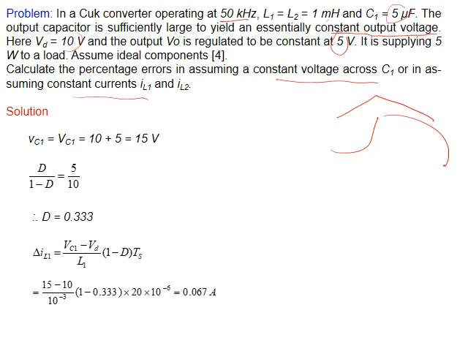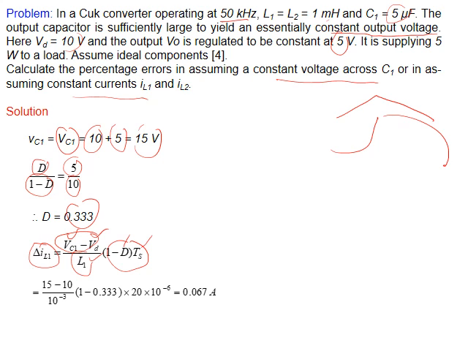Now for the capacitor, we say it's the highest voltage in the circuit, which is input plus output, 15 volt. And I have formula D over 1 minus D equal output over input. I got the duty cycle because I need the duty cycle. Now let's come to delta IL1. Delta IL1 is, as you know, the voltage over L1 times off time. Okay? Now I have VC, VD, LD, TS. I substituted, I got this current.